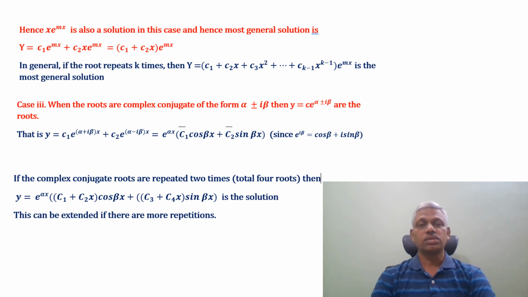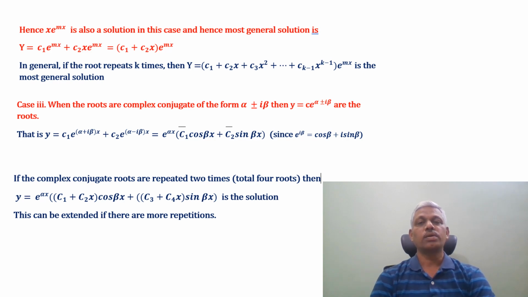The third case is when the roots are complex conjugate. The roots may be of the form alpha plus or minus i beta. That means two roots are there, alpha plus i beta and alpha minus i beta. So the general solution should be in the form of c1 e power (alpha plus i beta)x plus c2 e power (alpha minus i beta)x. If we take e power alpha x as common, we can write it as c1 e power i beta x plus c2 e power minus i beta x. Since e power i theta is equal to cos theta plus i sin theta can be used here, it reduces to (c1 cos beta x plus c2 sin beta x) multiplied with e power alpha x.